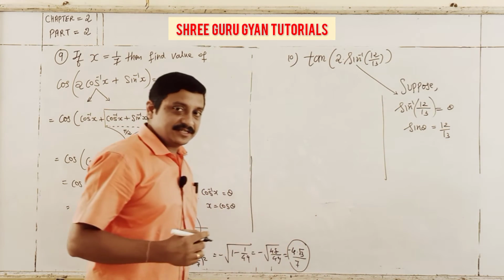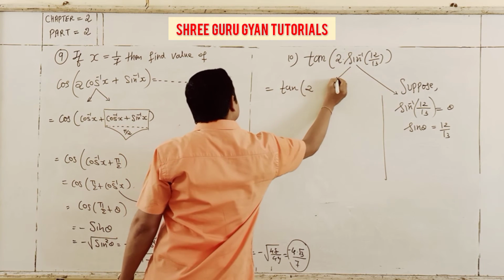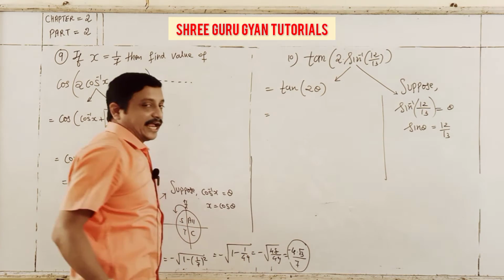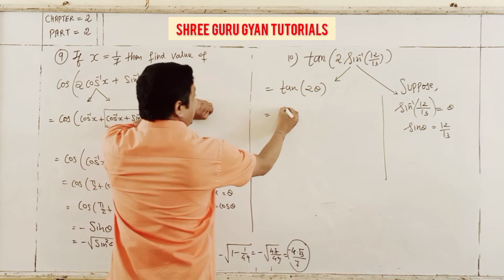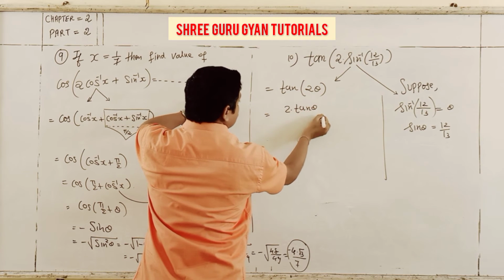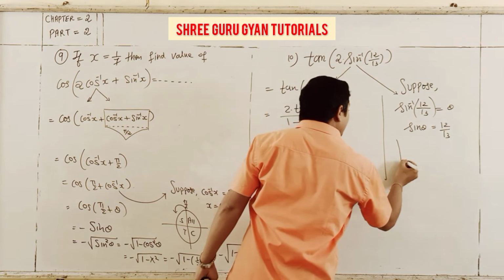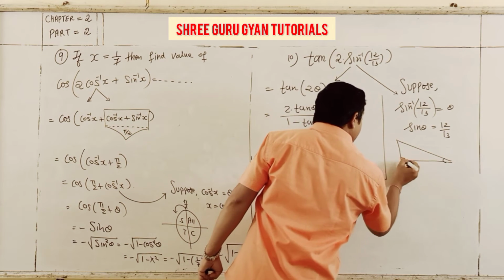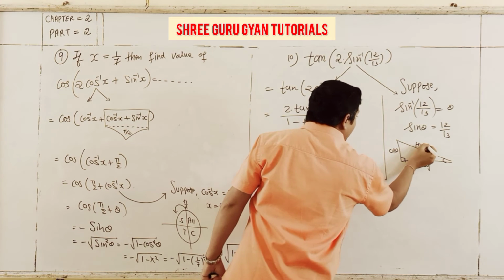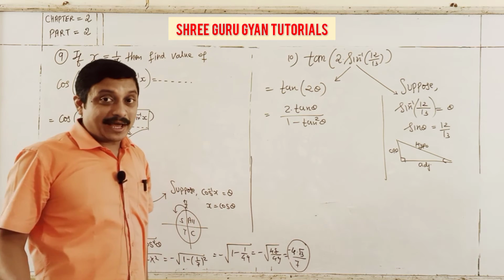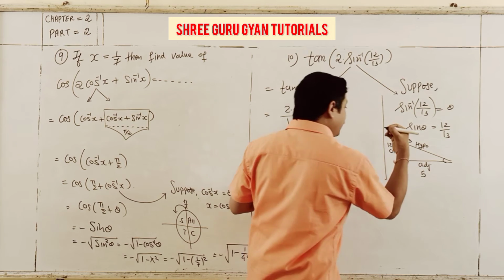Now wait and read what you're reading. This is your theta, and tan 2 theta we know is 2 tan theta upon 1 minus tan square theta. That's why here I go to a triangle. This is theta, with opposite side, adjacent side and hypotenuse. The value 12 by 13 means this is 12, that is 13, definitely the other is 5, no?